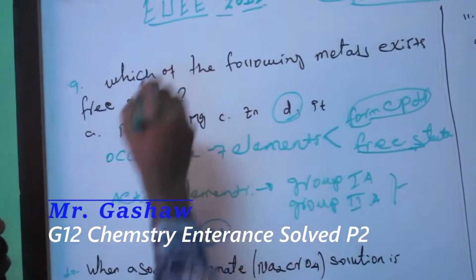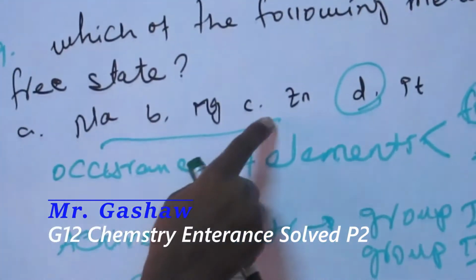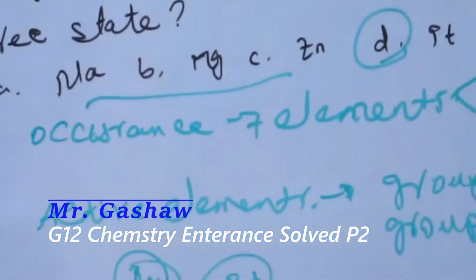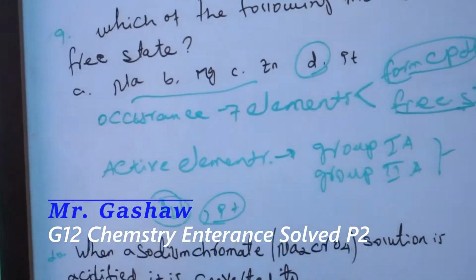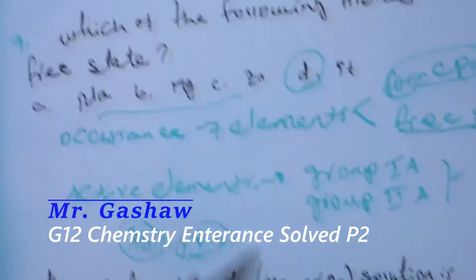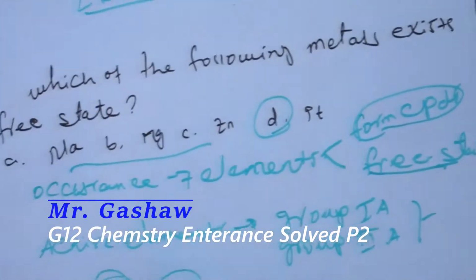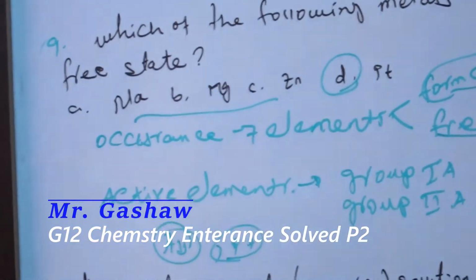So your answer becomes what? Platinum. But the other elements are active elements. They form in the form of what? Compounds. They form in the form of compounds, and we extract these elements from their compounds by using different mechanisms. So the question is, which element is found in free status? Platinum is an inactive element that is found in free state in nature. This one is the first one.